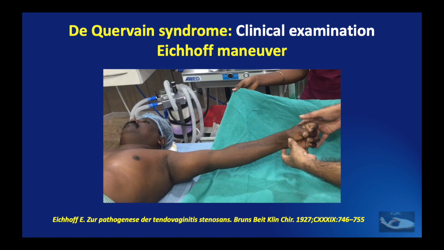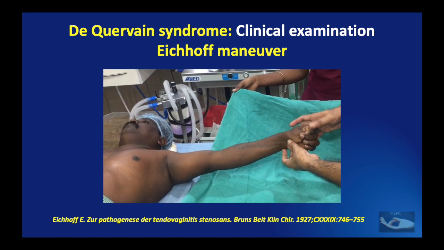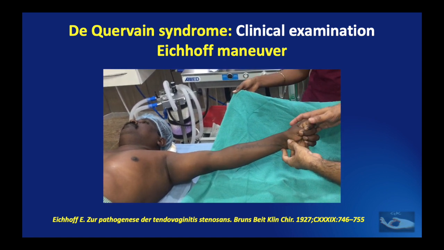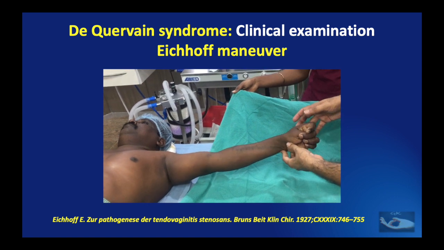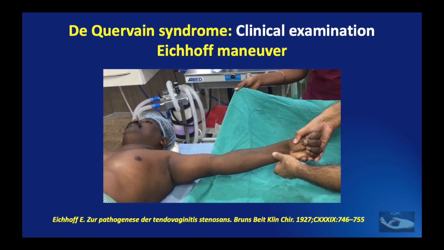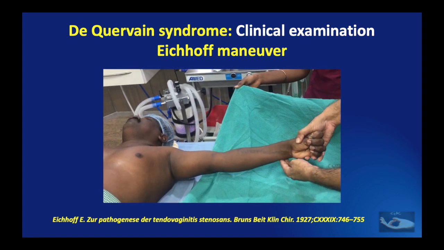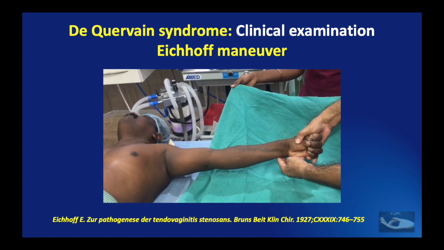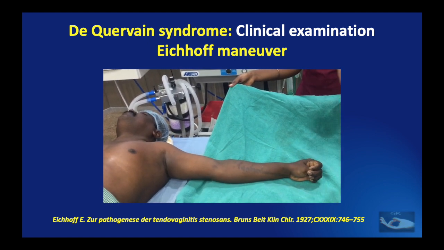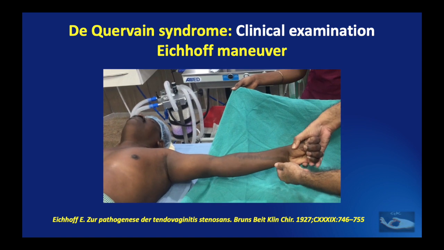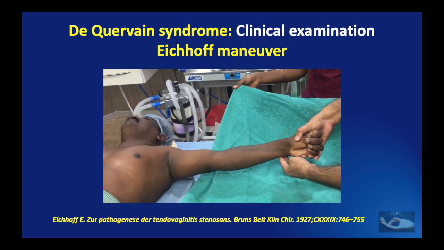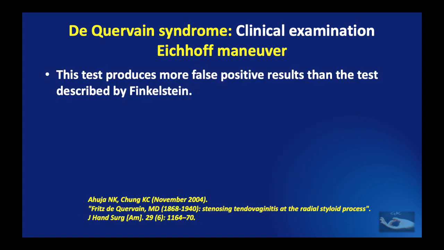But in the Eichhoff maneuver, the patient is asked to adduct the thumb, place it on the palm and close the fist using all the other fingers. In this position, the examiner holds the entire fist and ulnar deviates the wrist. Severe pain at the wrist will indicate a positive response. But we need to remember that this test produces more false positive results than the test described by Finkelstein.